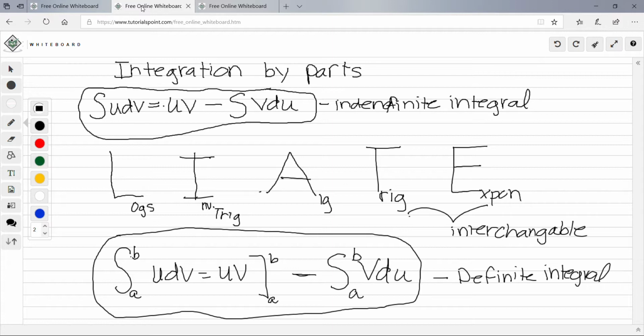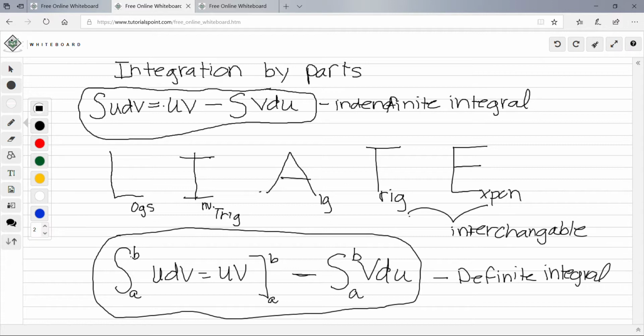So basically you have to find what your u and your v are, but there's a trick we can use to figure out which is our u and which is our dv. It's called LIATE: logs, inverse trig, algebra, trig, and then exponential. Notice that trig and exponential can be interchangeable. Yes, they can be switched.